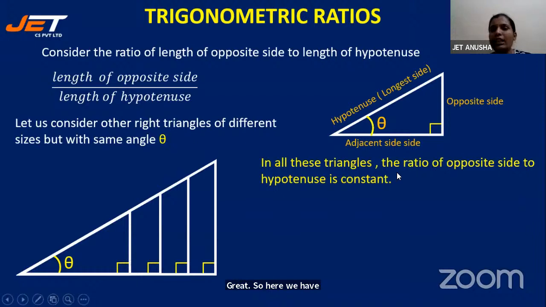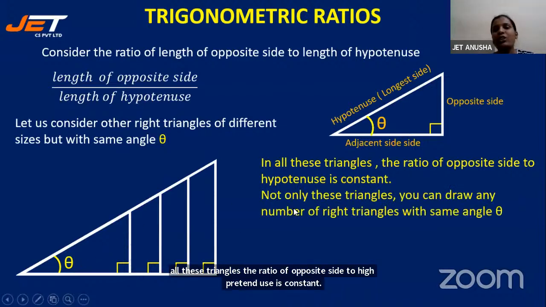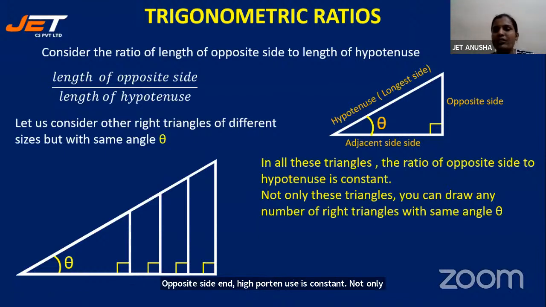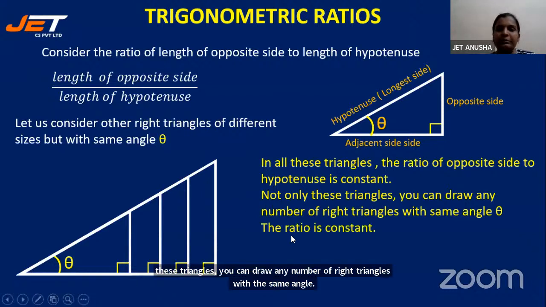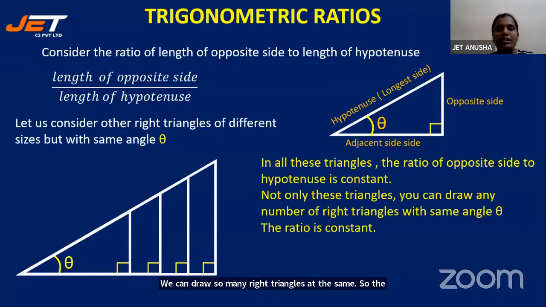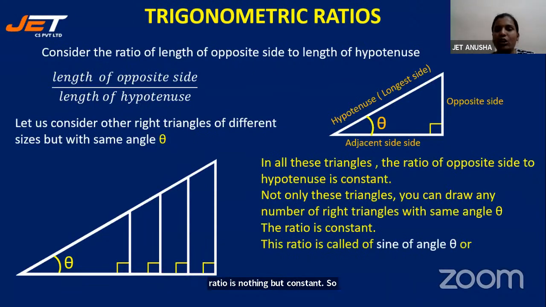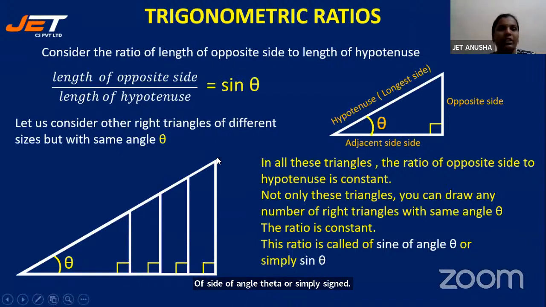So in all these triangles, the ratio of opposite side to hypotenuse is constant. Opposite side and hypotenuse ratio is constant here. Not only these triangles, you can draw any number of right triangles with the same angle. We can draw so many right triangles with the same angles, right? So the ratio is constant. The ratio is called the sine of angle theta, or simply sine theta, right? So length of opposite side by length of hypotenuse is sine theta.